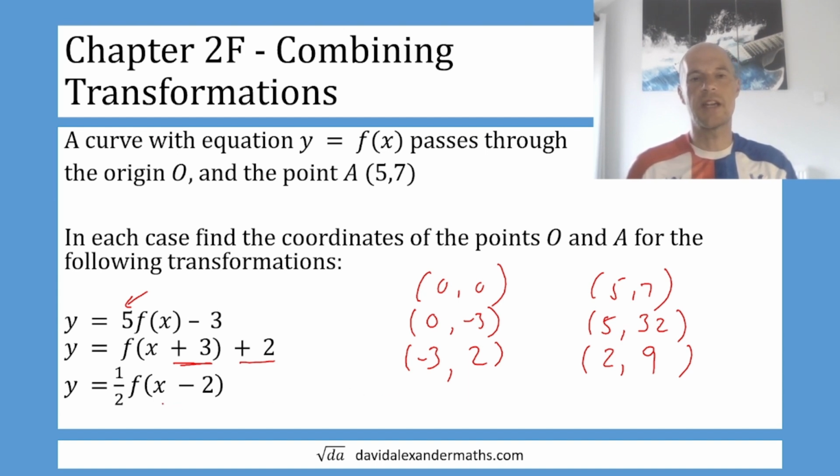Okay, so I'm going to do the one inside the brackets first. So this is going to affect the x coordinates, and we do the opposite of what it says. So we're going to be adding 2 to the x's. So 0 will become a 2 and 5 will become a 7.